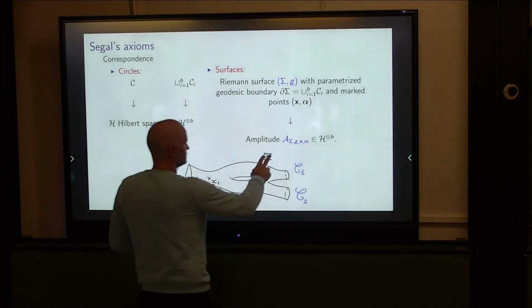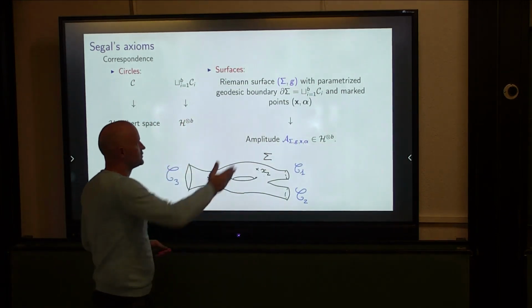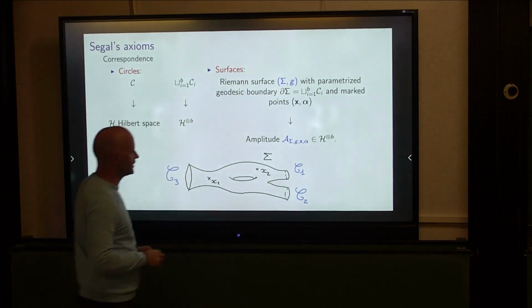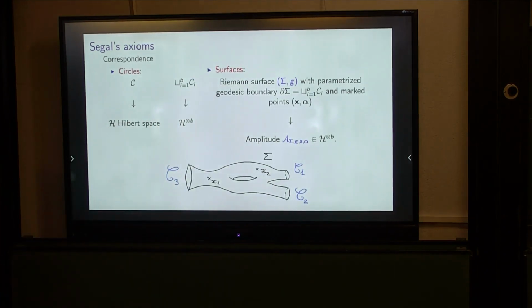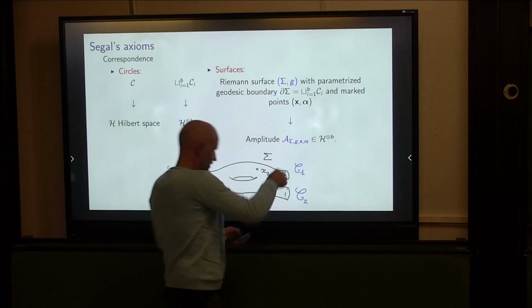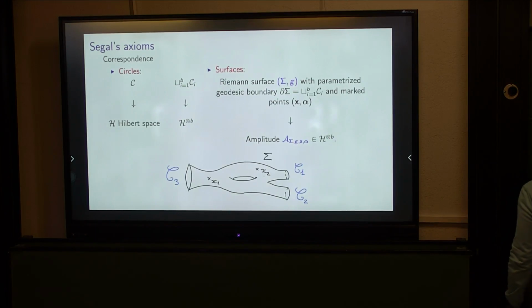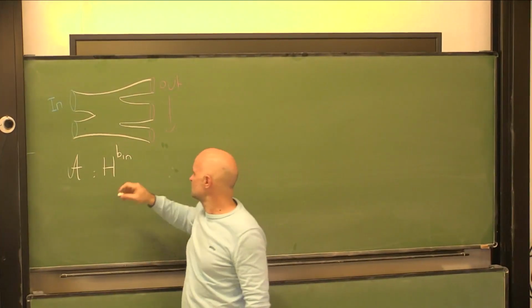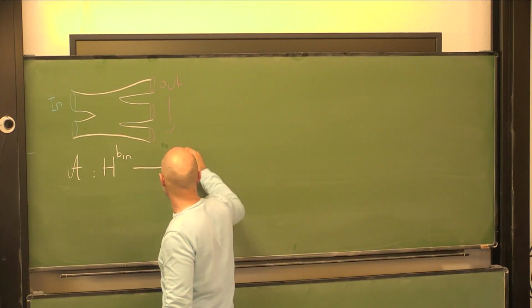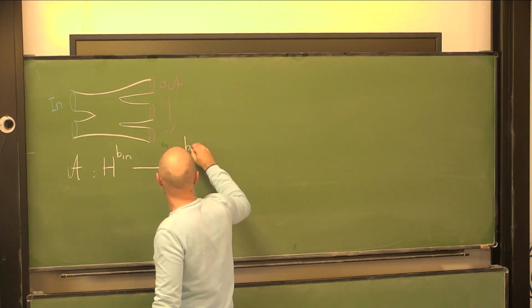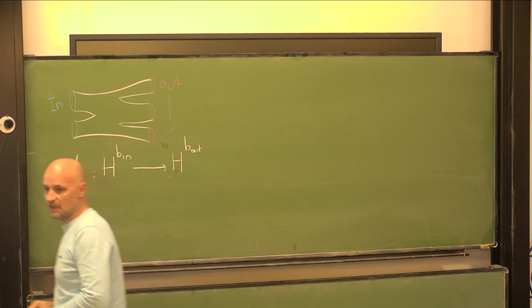So here, for now, these amplitudes, what are called amplitudes, these operators, will be elements in H_B. Actually, it's not completely correct in this picture. Actually, the amplitude will be a map, an operator, from the tensor product of the Hilbert spaces attached to the in components, mapping to the tensor product of the Hilbert spaces attached to the out.